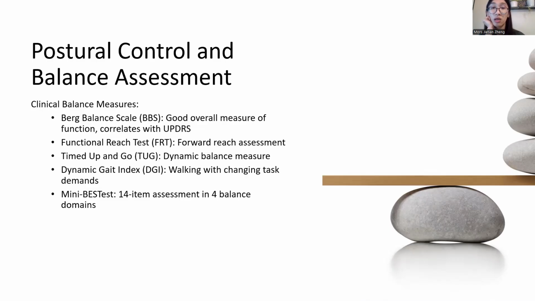So the Mini-BESTest offers a more comprehensive 14-item assessment across 4 balance domains. Research has shown that these tests can discriminate between PD patients who have a history of falls versus those who don't, making them valuable for risk assessment and treatment planning.